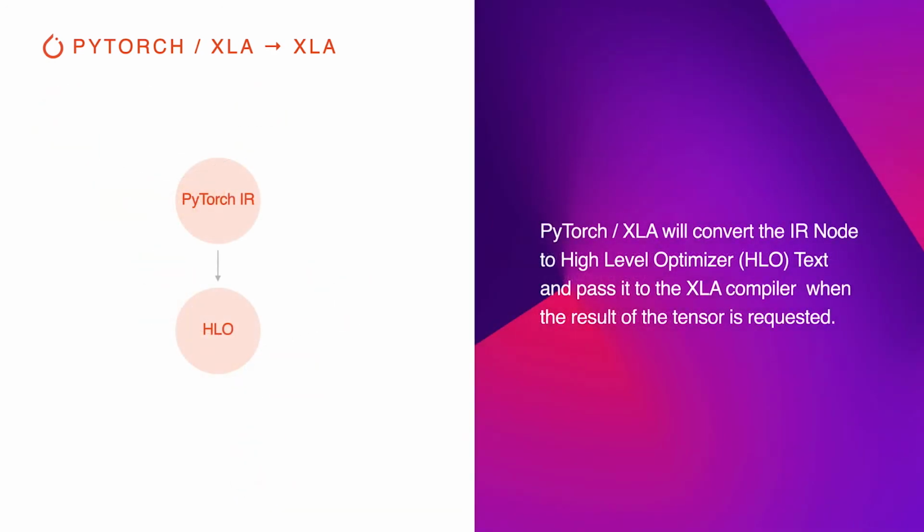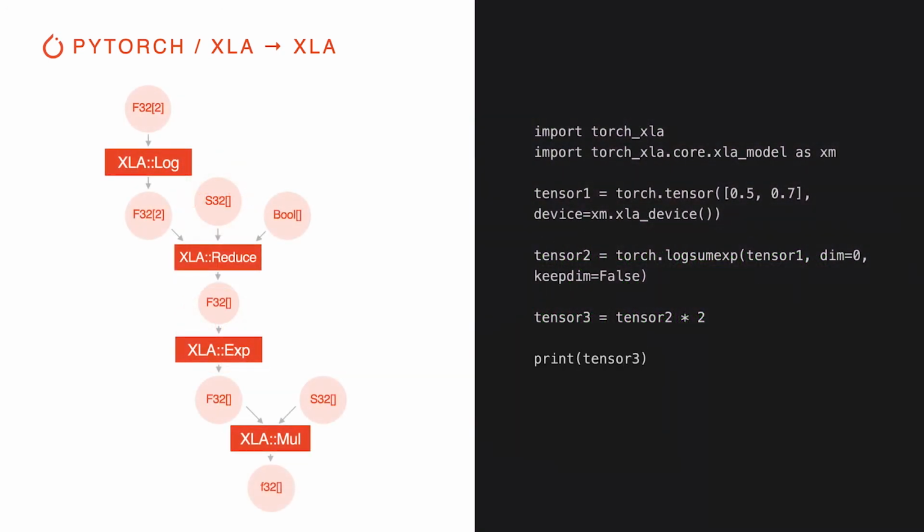Zooming out now, this top circle represents the whole IR graph at the moment when we encounter a barrier or need to return the value. This is when PyTorch XLA converts the IR nodes to high-level optimizer HLO text and passes it to the XLA compiler. Now here is the result. Note on the left, everything has been converted to XLA ops. In this example, the PyTorch op logsumexp got converted to a sequence of XLA log, XLA reduce, and XLA exp. The PyTorch op multiply got converted to XLA multiply.